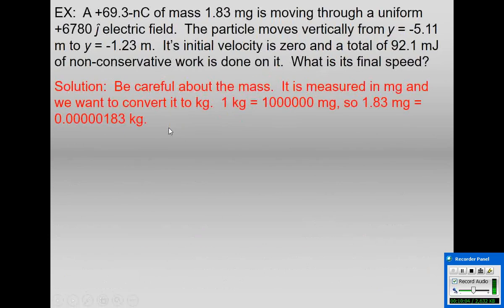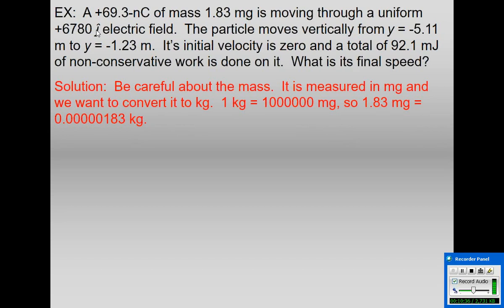Let's take a look at an example. We have a 69.3 nanocoulomb charge with a mass of 1.83 milligrams, and it's moving through a uniform electric field. We see this notation, positive 6,780, and then we see this j hat. This is the way that engineers like to express their vectors. j hat means in the y direction. So we have positive 6,780 in the y direction.